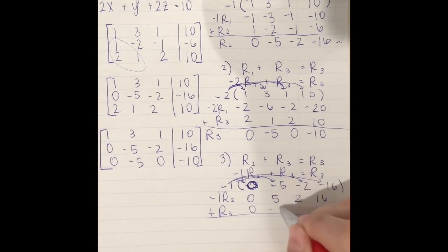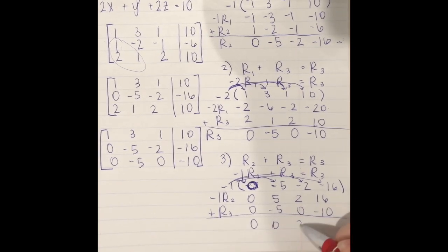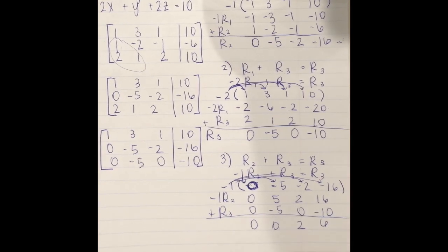Which is 0, negative 5, 0, negative 10. 0 plus 0 is 0. 5 plus the negative 5 is 0. 2 plus 0 is 2. And 16 plus the negative 10 gives us 6. So this is our new row 3.